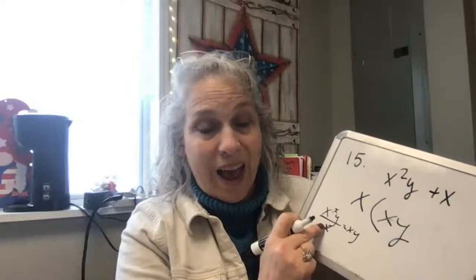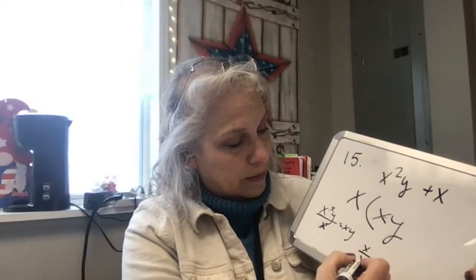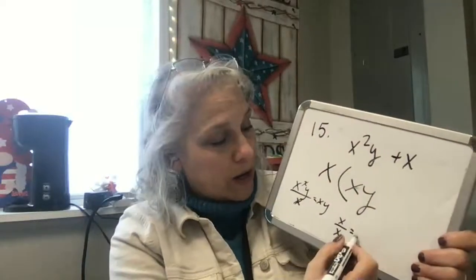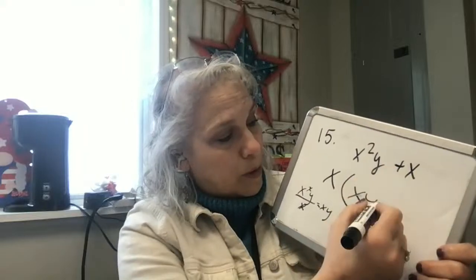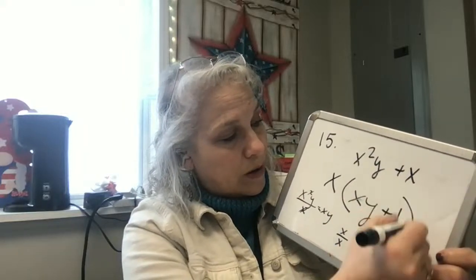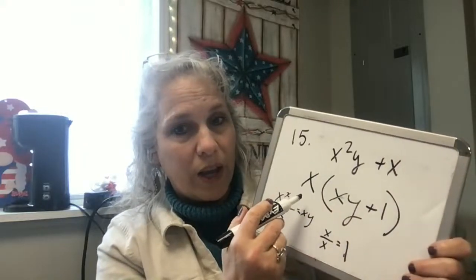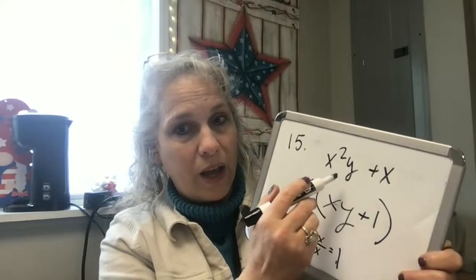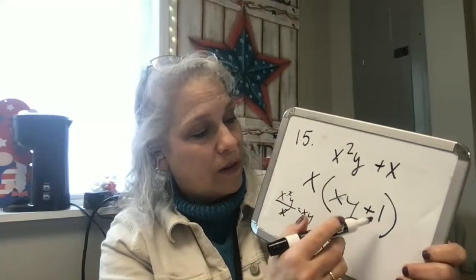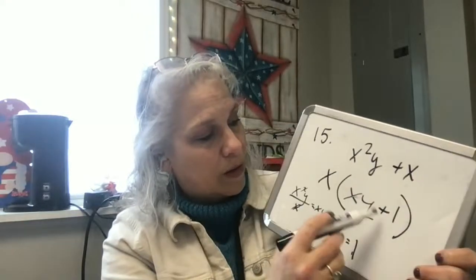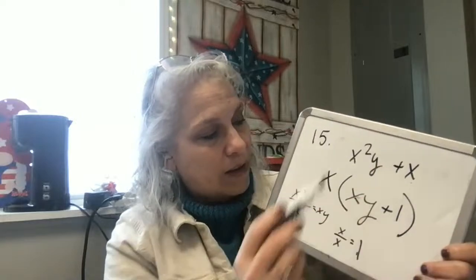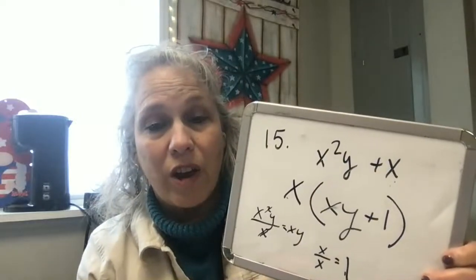X divided by x is not 0, it is 1. So I'm going to put a plus 1. When I multiply this out, I get x squared y. And x times 1 is x, so that one is correct. It checks out. So this is the answer to number 15.